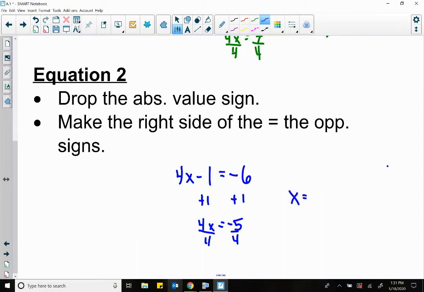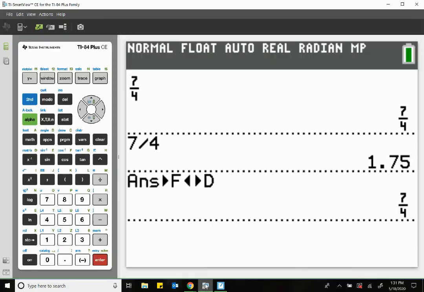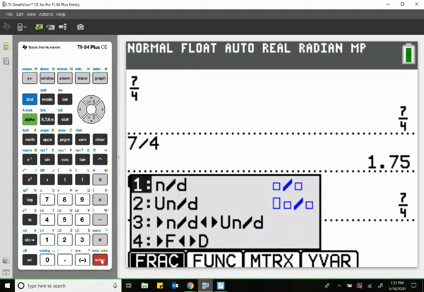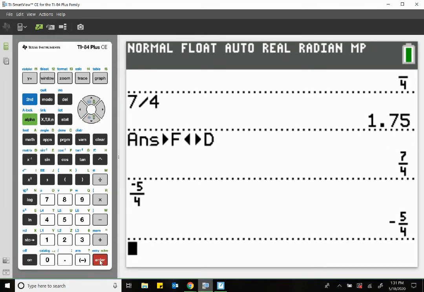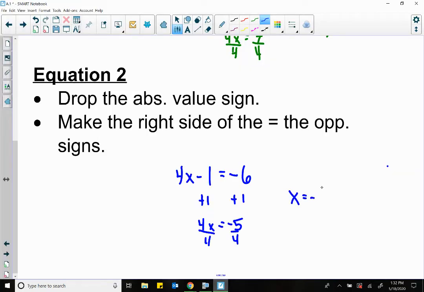And if you go to your calculator and you put in the negative 5/4 to check it, because some of us don't know how to reduce, and that's okay. You let your calculator do the dirty work. Negative 5/4. Hit enter. Yep, it's reduced. So there's the second answer. Negative 5/4. And now you know which answer is which.